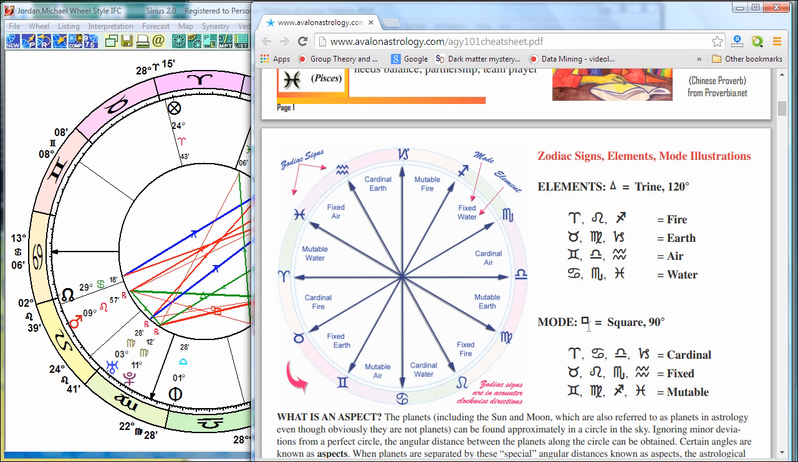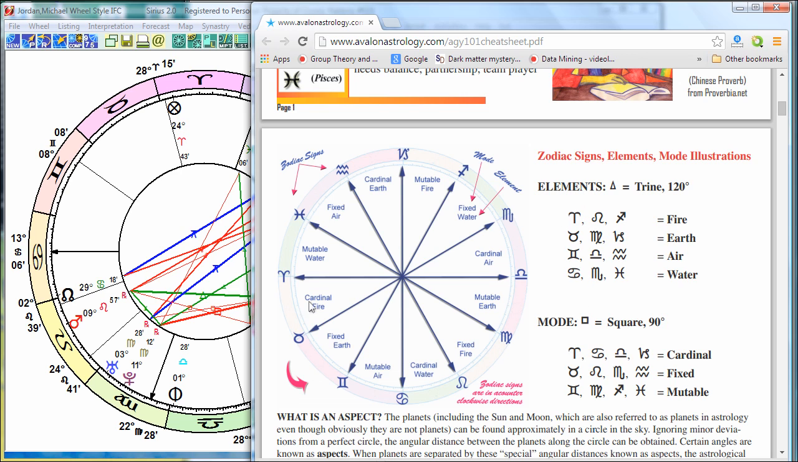So there's that information. There's also a cardinal fixed mutable arrangement. The fixed signs are tenacious: Taurus, Leo, Scorpio, and Aquarius. They follow through. Mutable signs are flexible. So you get certain similarities between certain signs. All of the fire signs, for example, give energy and dynamism to whatever planet is in that sign. But there's a lot of differences between Aries, Leo, and Sag. They're very different.